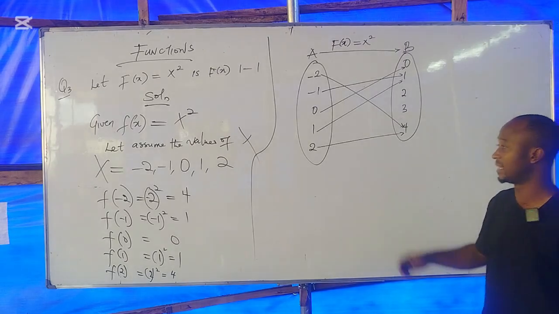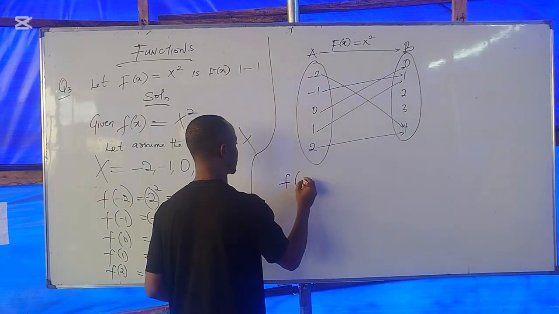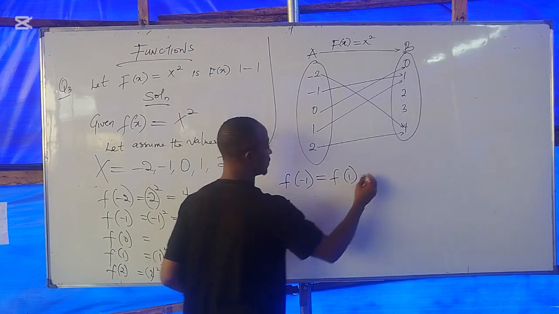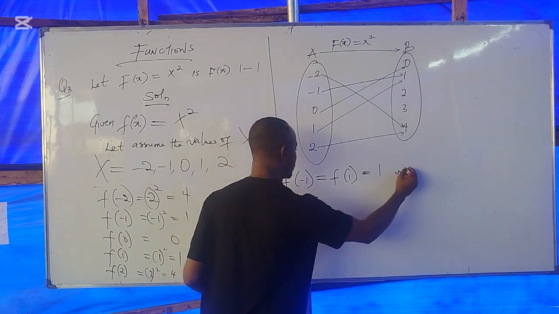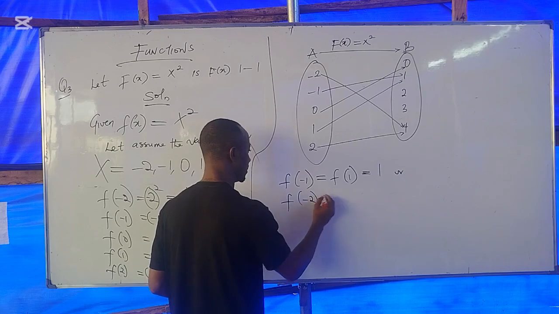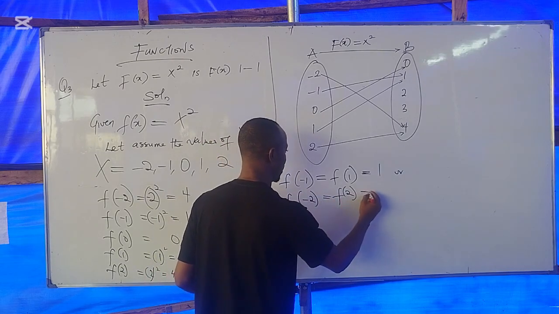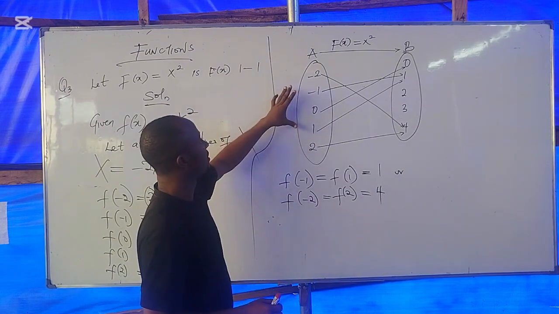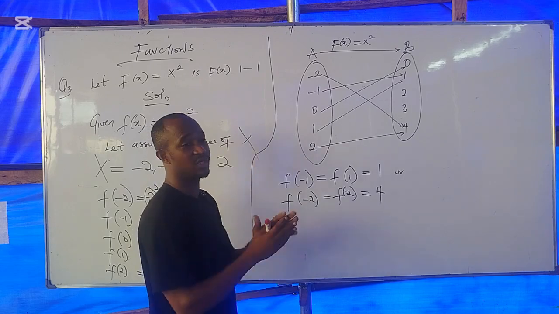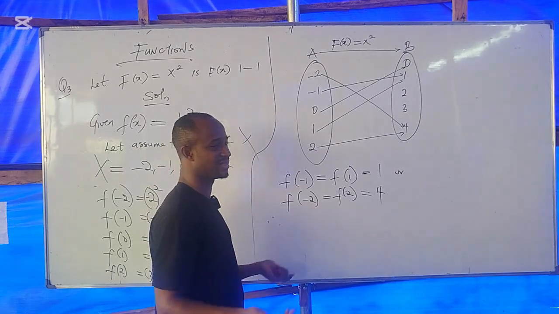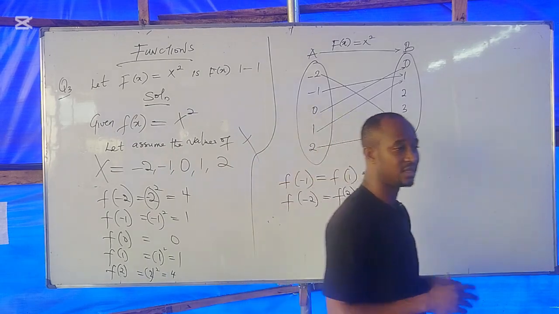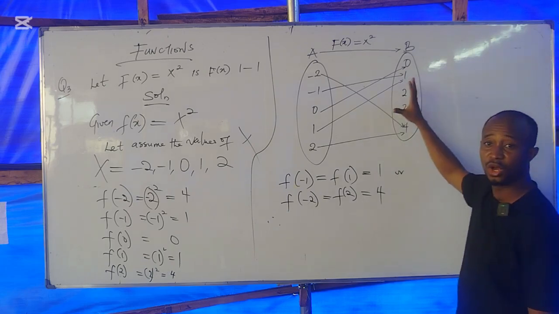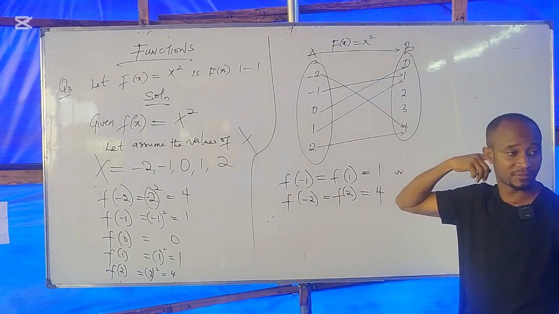You can even tell them that f of -1 is equal to f of 1, which is equal to 1, or f of -2 is equal to f of 2, which equals 4. Therefore, some elements in the domain don't have a unique element in the codomain. That is just the reason. Is it making sense? Yeah, it's many to 1. This is many to 1. This is not a one-to-one function.